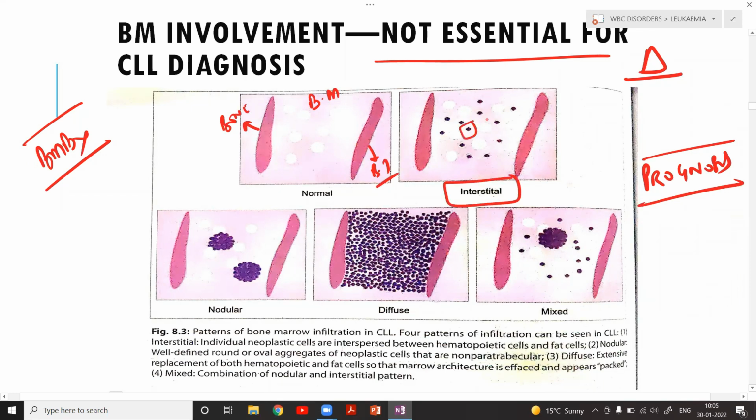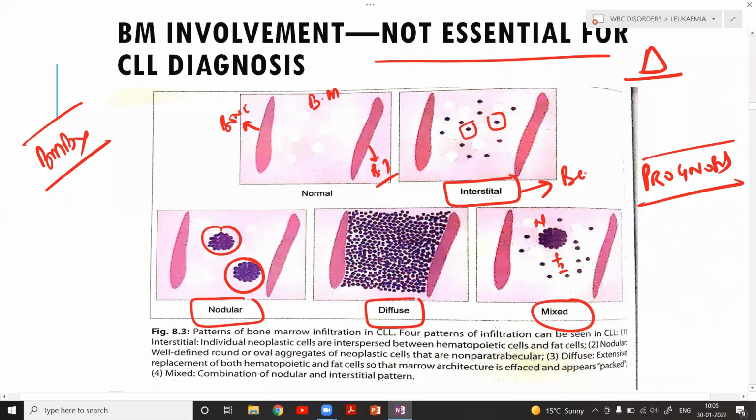That is, you have scattered small lymphocytes. Sometimes the involvement is nodular, where the lymphocytic cells or the tumor is formed in the presence of nodules. Sometimes there is a diffuse involvement. Sometimes you might have a mixed nodular plus interstitial. The interstitial variety has the best prognosis, whereas the nodular variety has less than best, and the diffuse has the worst prognosis.